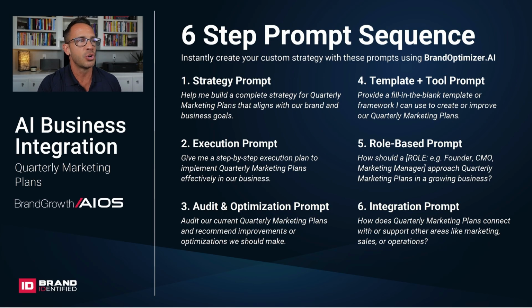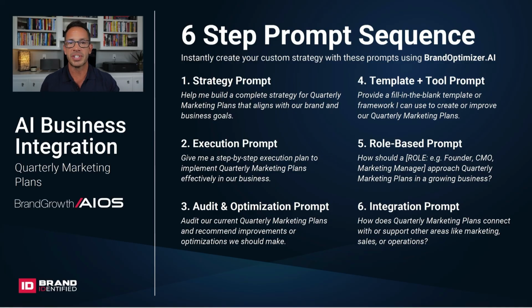So this moves us into a 6-step AI prompt sequence that I prepared for you that you can also use over at BrandOptimizer.ai to instantly create your custom strategy using these prompts. So prompt number 1, this is your strategy prompt, and that is help me build a complete strategy for quarterly marketing plans that aligns with our brand and our business goals. Prompt number 2 is your execution prompt, and that is give me a step-by-step execution plan to implement quarterly marketing plans effectively in our business. Prompt number 3 is your audit and your optimization prompt, and that is audit our current quarterly marketing plans and recommend improvements or optimizations that we can make.